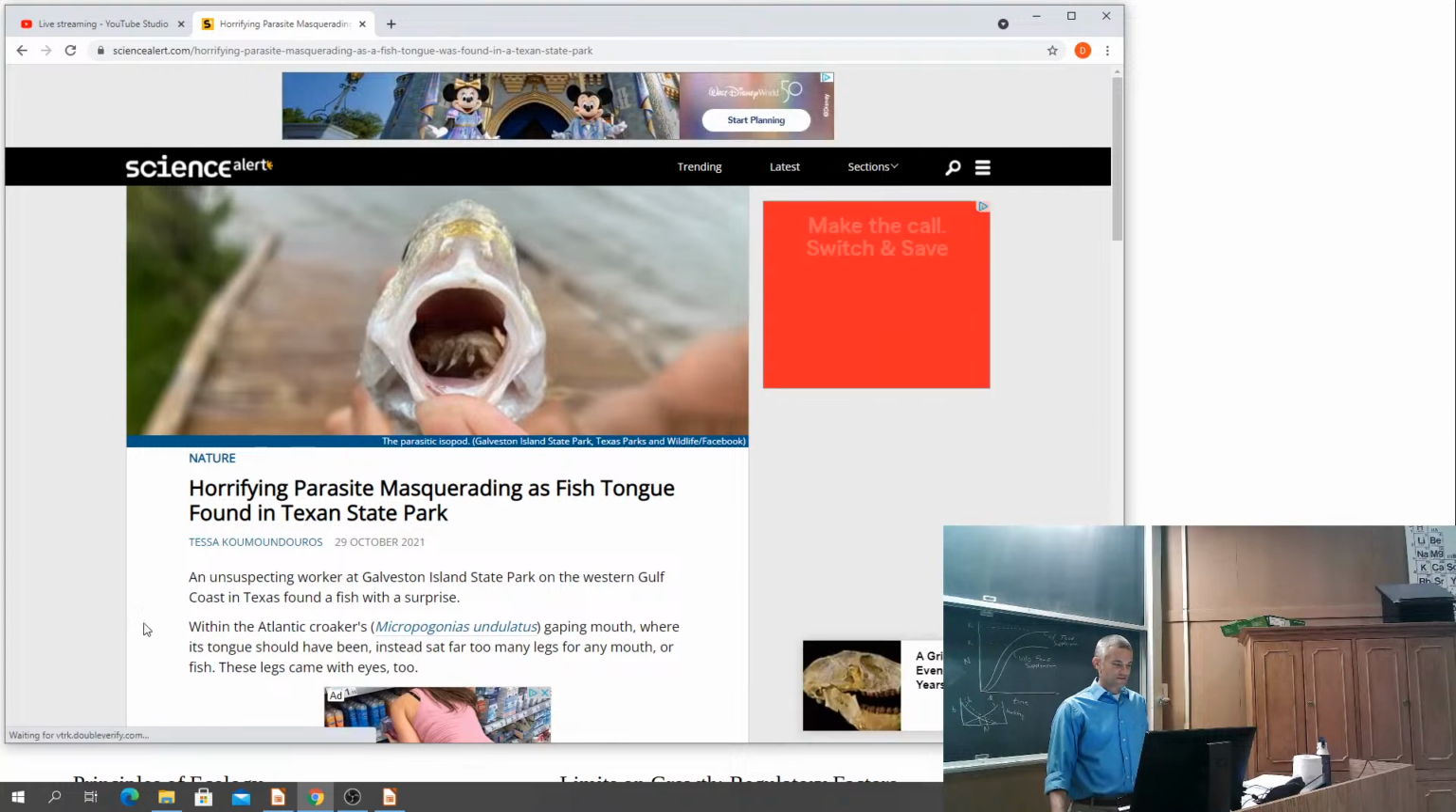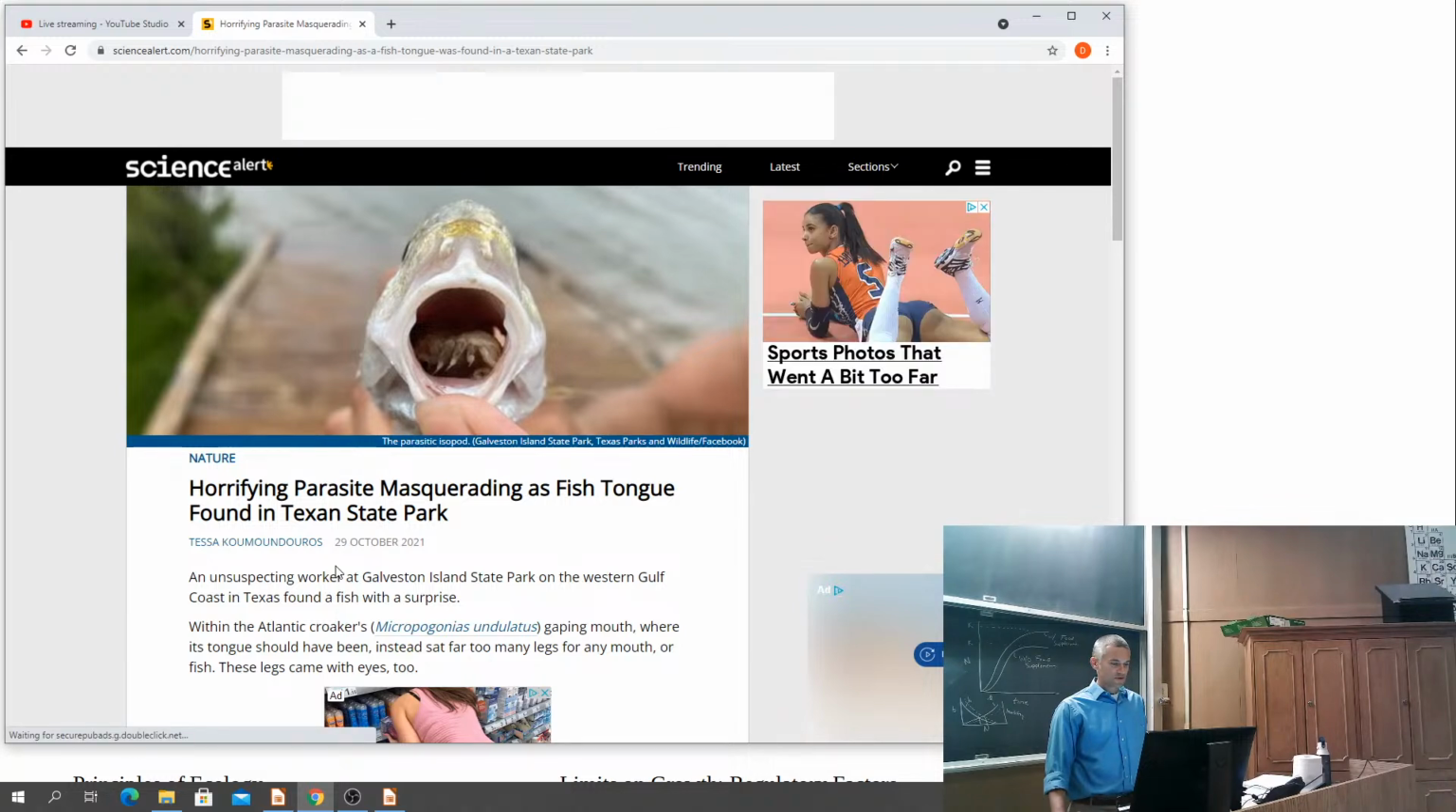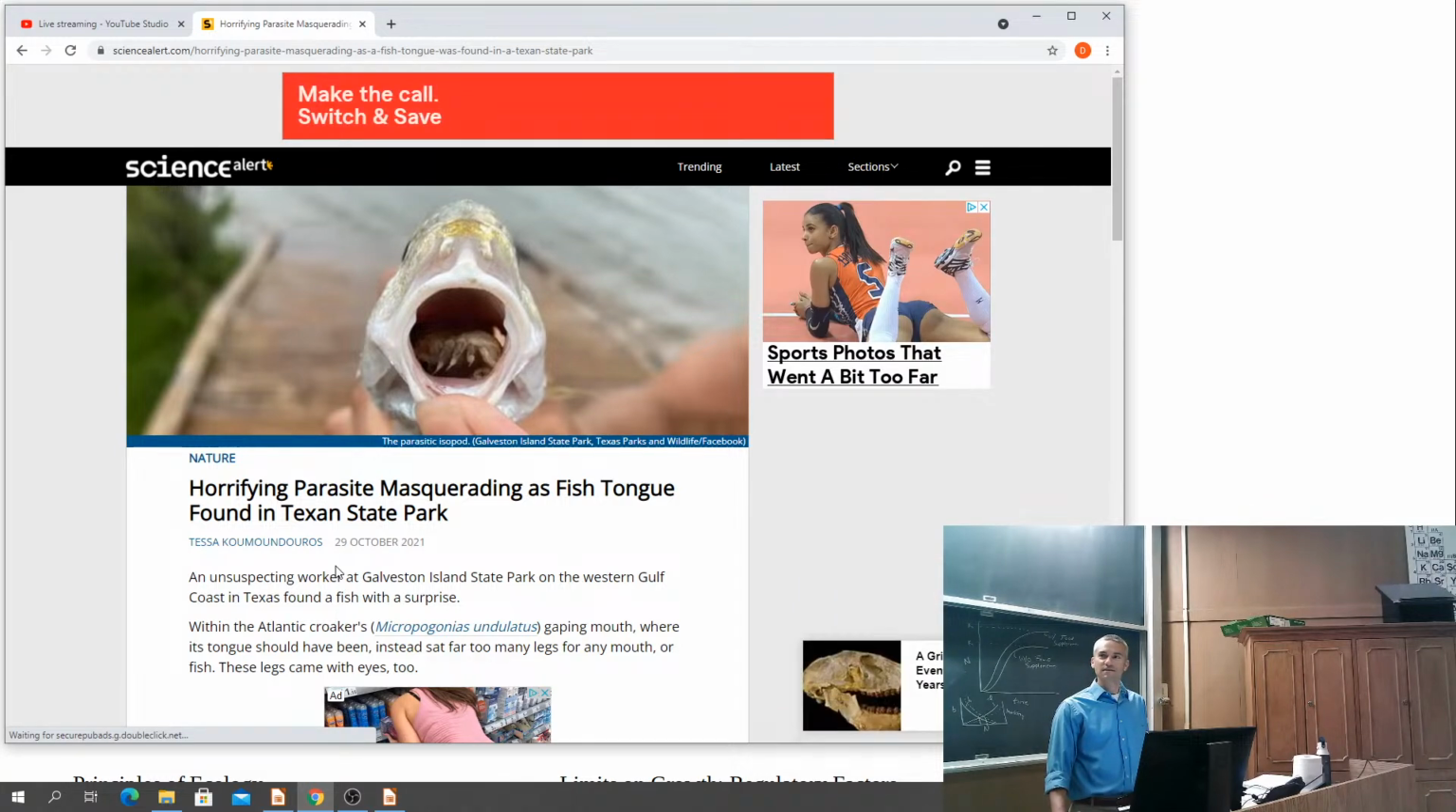Parasites in the news. This popped up: horrifying parasite masquerading as fish tongue found in Texan State Park. This was on the 29th of October. There it is. Look at that thing. Parasites are cool. Imagine that poor sap that caught it. Didn't realize what it was.